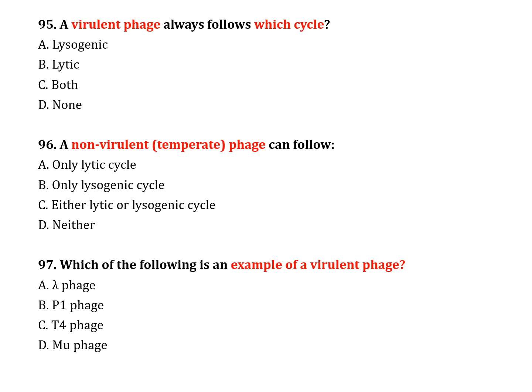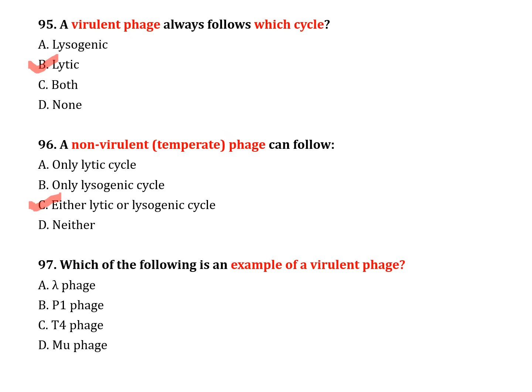The next question, number 95. A virulent phage always follows which cycle? Option A, lysogenic; option B, lytic; option C, both; option D, none. Correct answer is option B, lytic. The next question, number 96. A non-virulent or temperate phage can follow option A, only lytic cycle; option B, only lysogenic cycle; option C, either lytic or lysogenic cycle; option D, neither. Correct answer is option C, either lytic or lysogenic cycle.